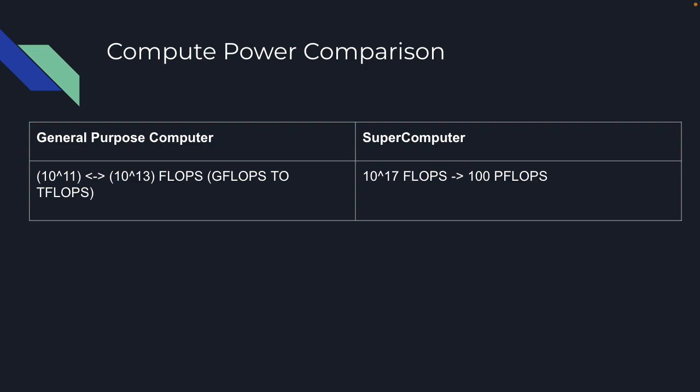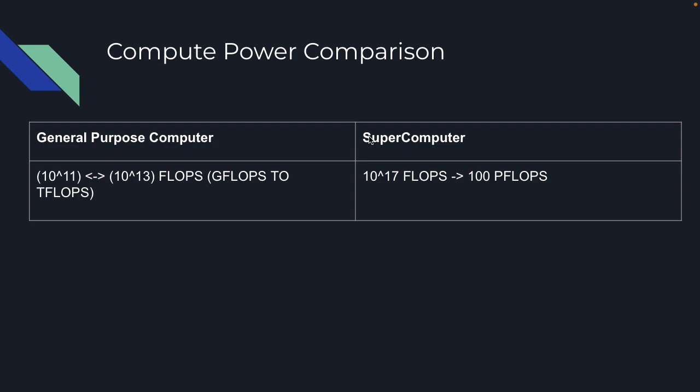So I thought that I should give you an example. Let's start with the numbers first, and then I will translate that into something that you can imagine. A general purpose computer, which is what you have, what I have right here, or what you would get on a cloud provider, can give you from 10 to the power 11 flops all the way to 10 to the power 13 flops, okay?